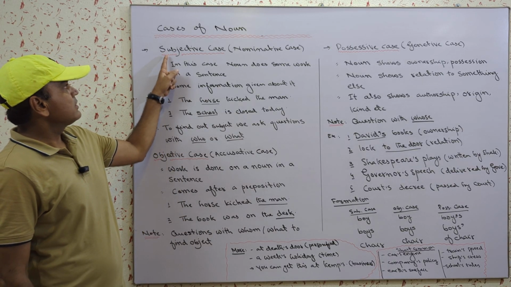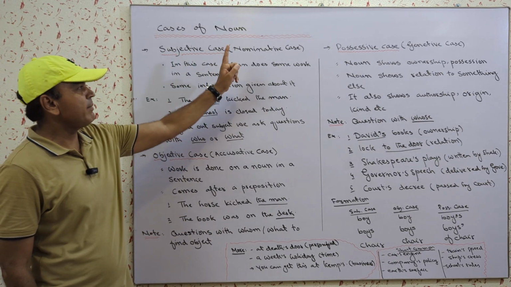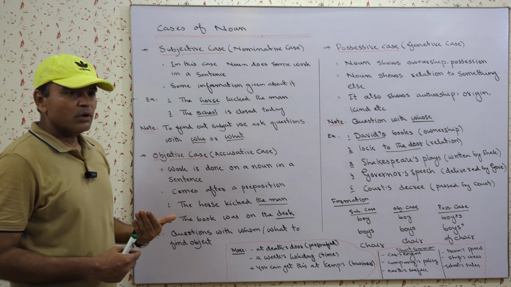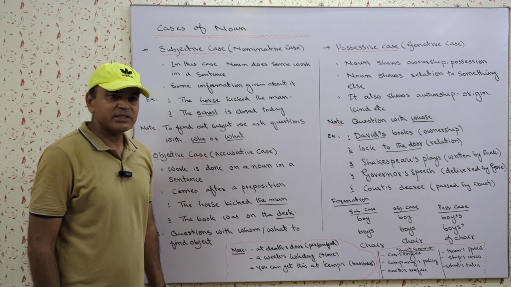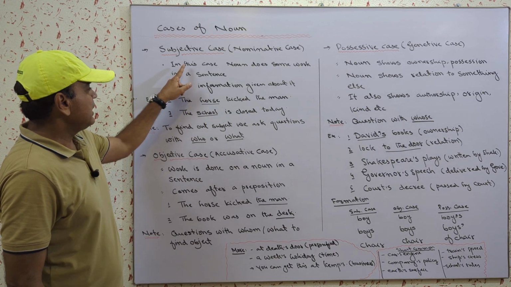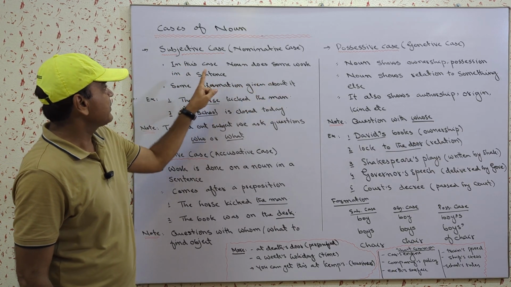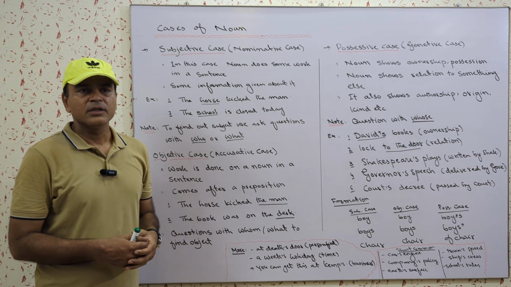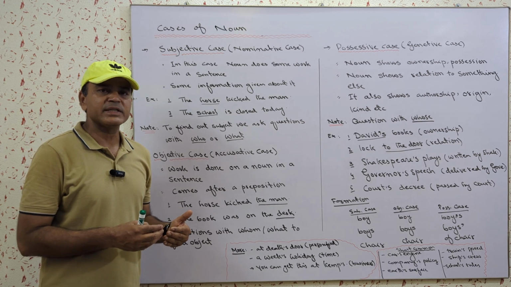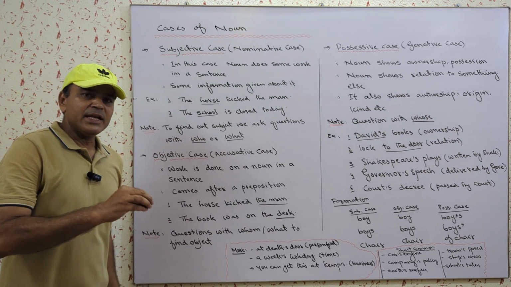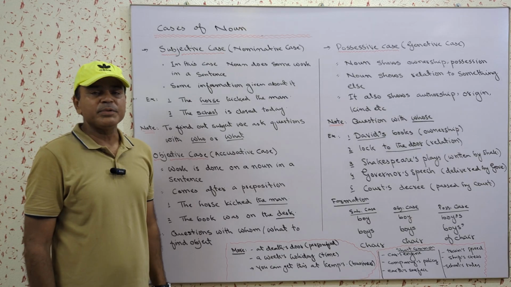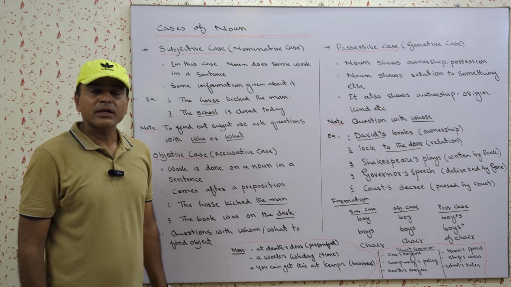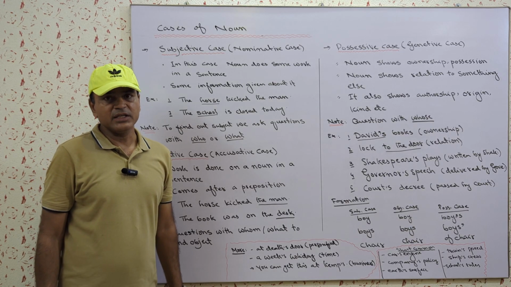The first case is subjective case. Some grammarians also call it nominative case. So when we call a noun a subjective case, let us see. In this case, the noun does some work in a sentence. Earlier we simply learned that a noun is the name of a person, place, thing or idea. But when the noun is used in a sentence and it performs some work, then it is called the subjective case of noun.